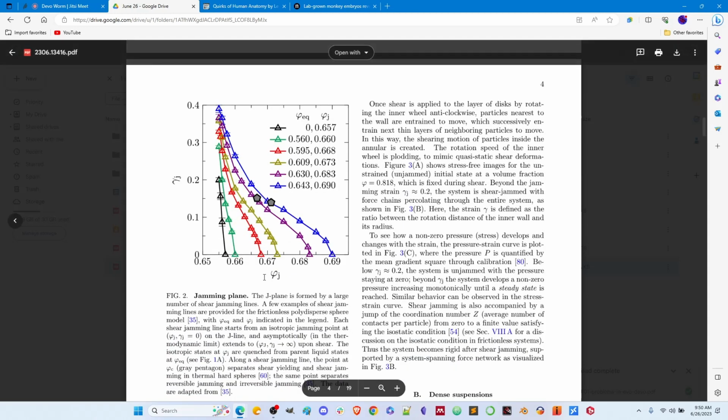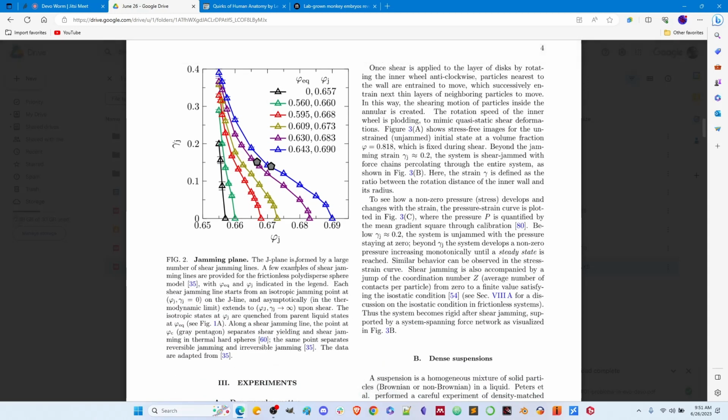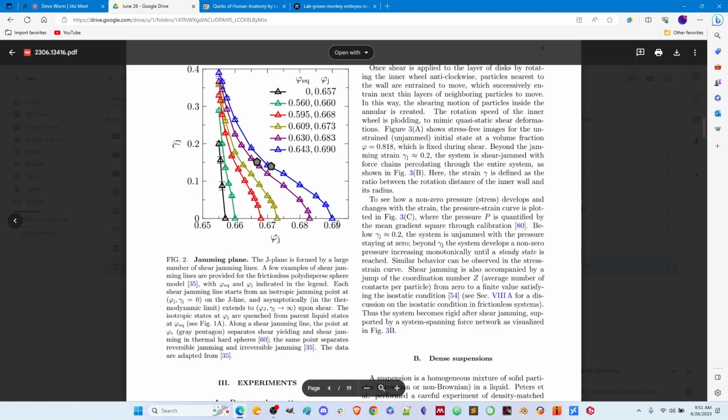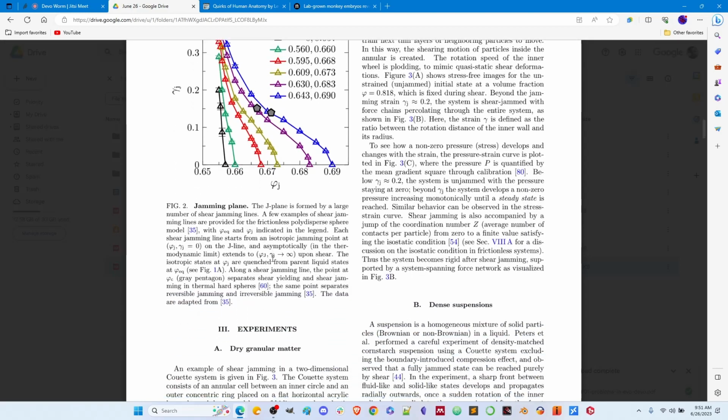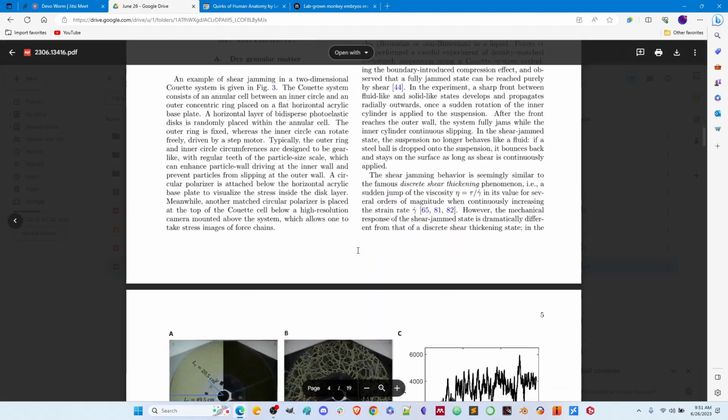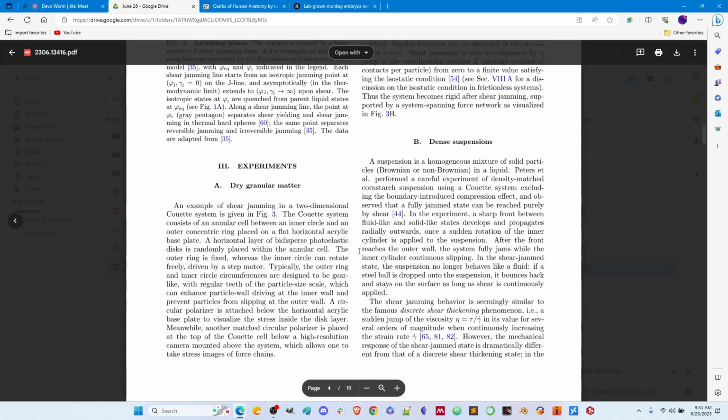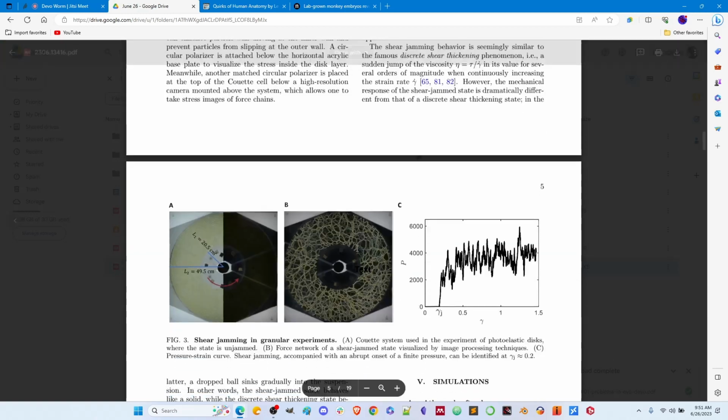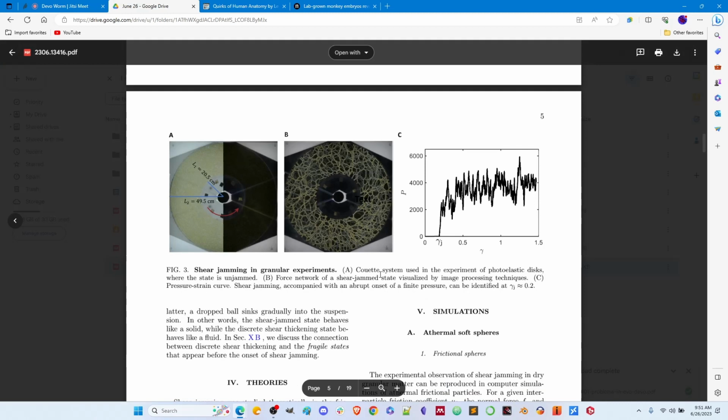This is the jamming plane here. So the J plane is formed by a large number of shear jamming lines, for different parameter values. That's then the experiments, where they get into dry granular matter and dense suspensions. So this is shear jamming and granular experiments.